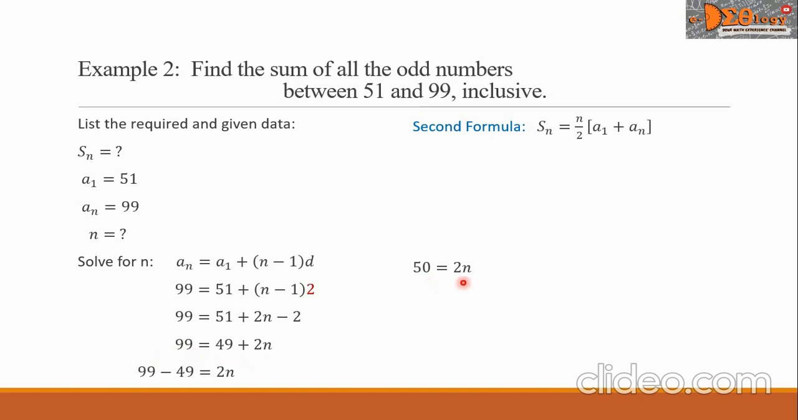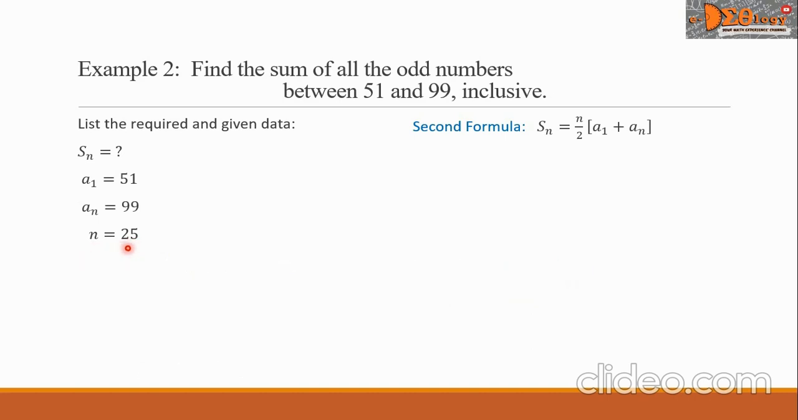Let us simplify by dividing this equation by the coefficient of n, which is 2. So this 50 divided by 2 is 25. 2n divided by 2 is n. So we can write n equals 25. This is the number of terms, and this value we will copy opposite the n on this side.